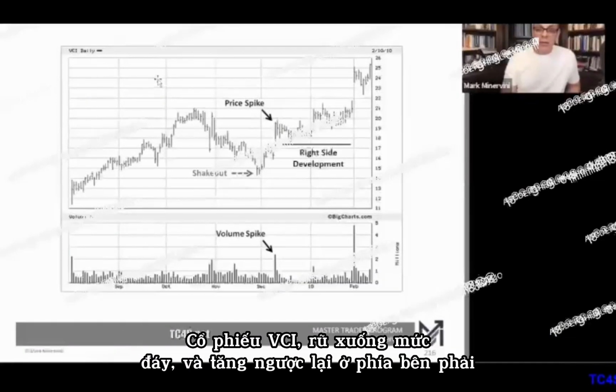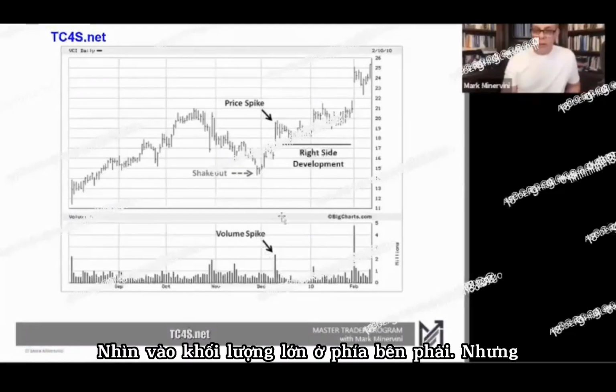Here's another VCI. Shakes out the low. See, right up the right side. Look at the big volume up the right side.